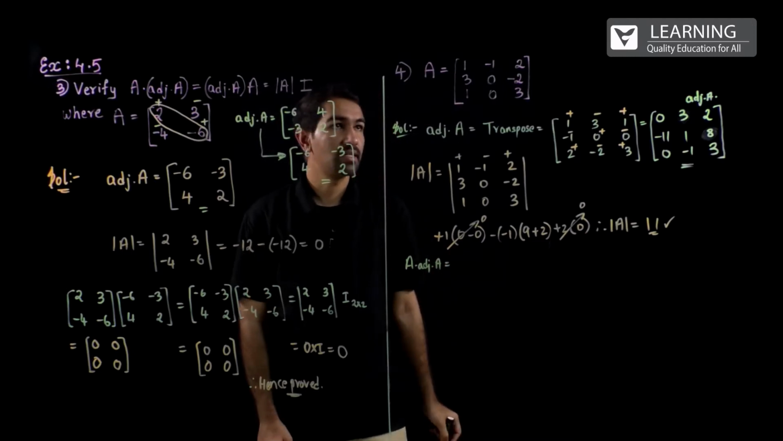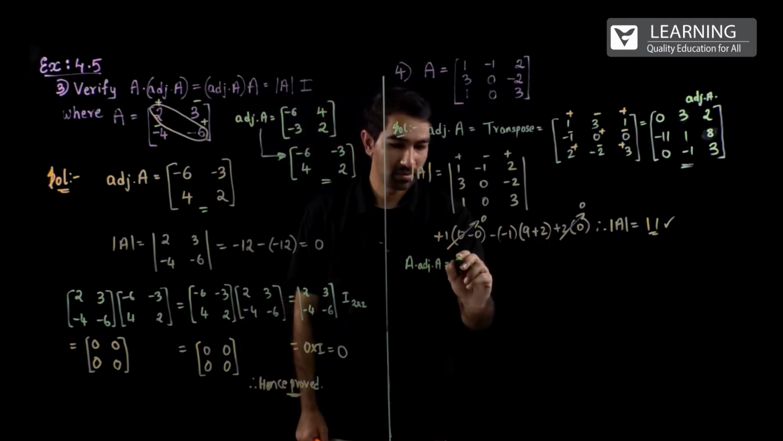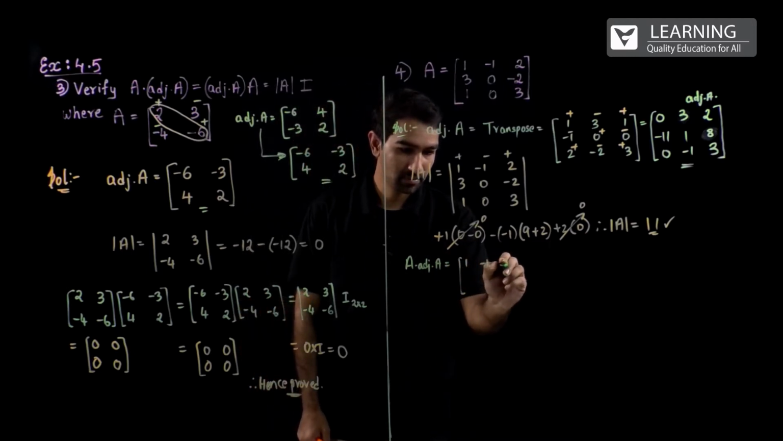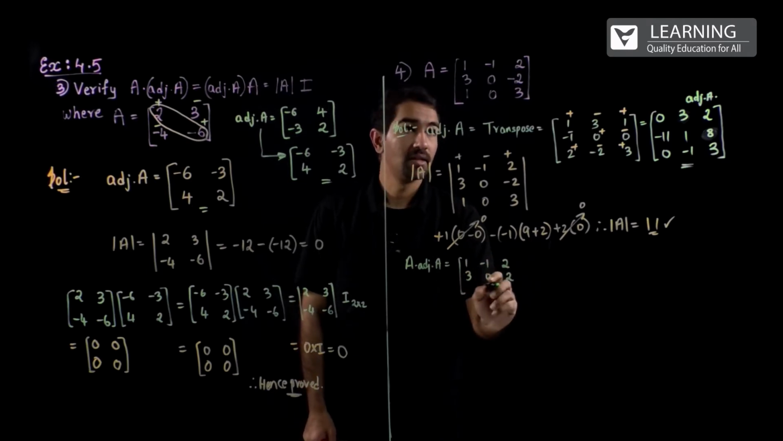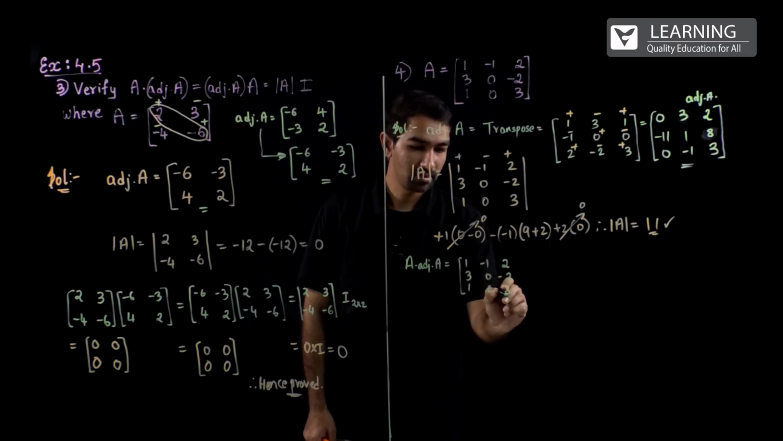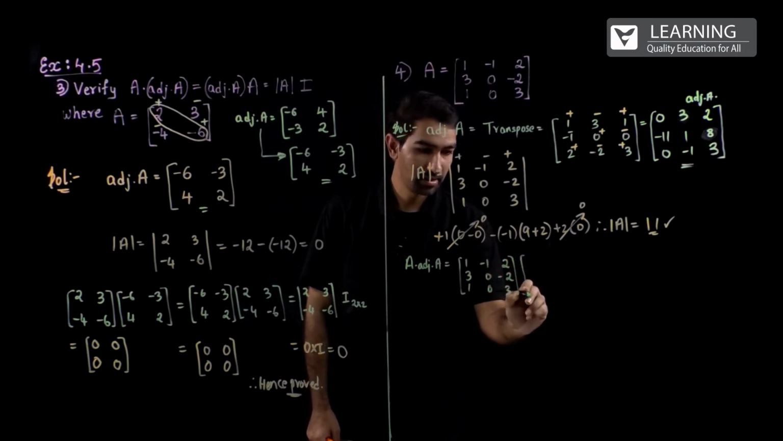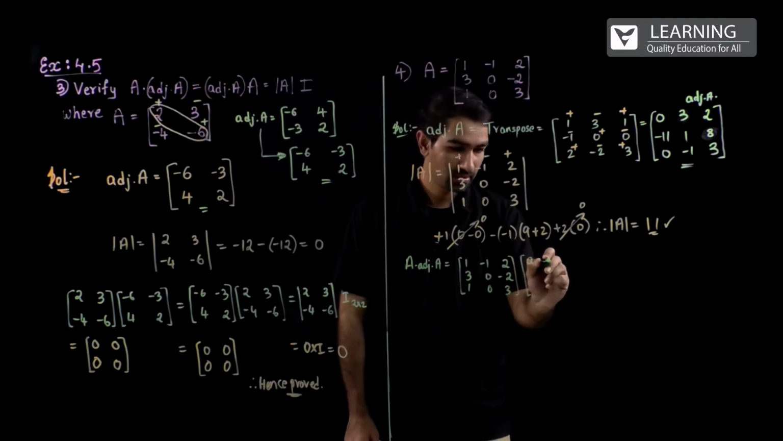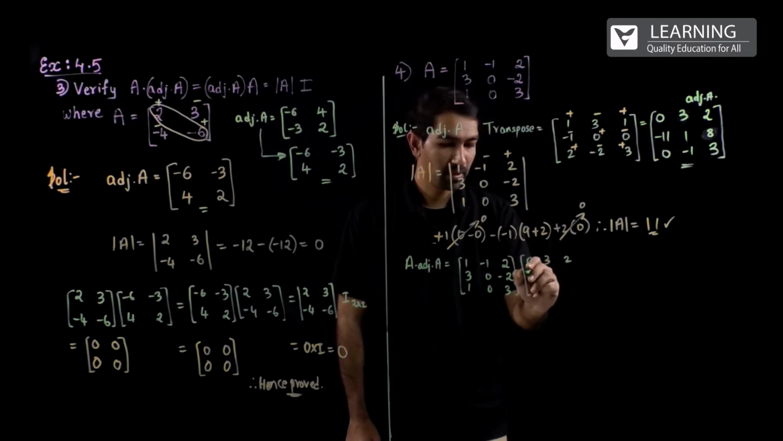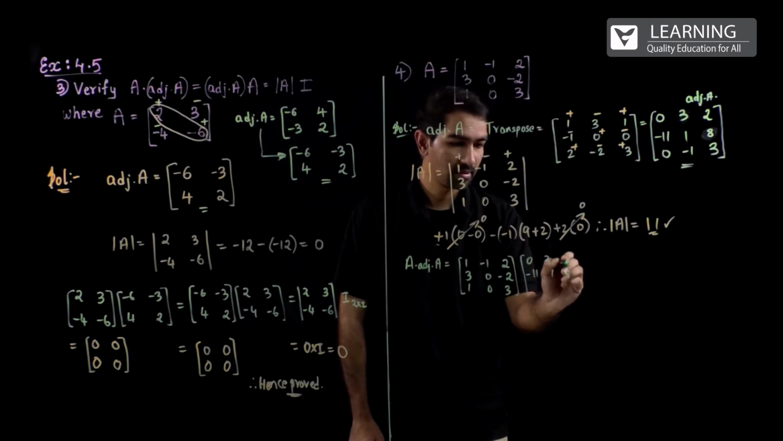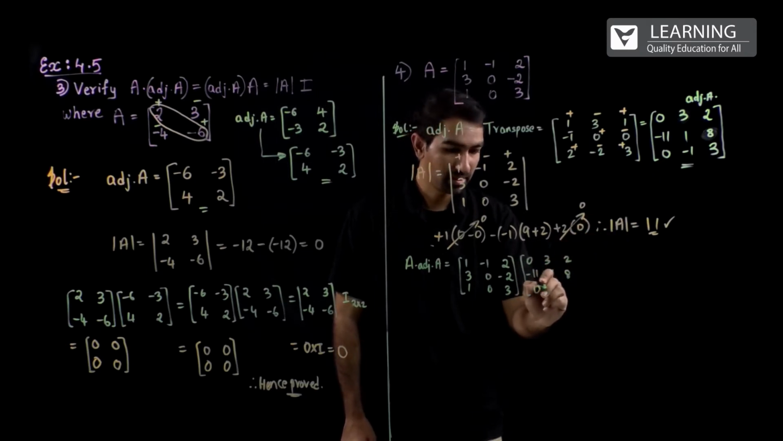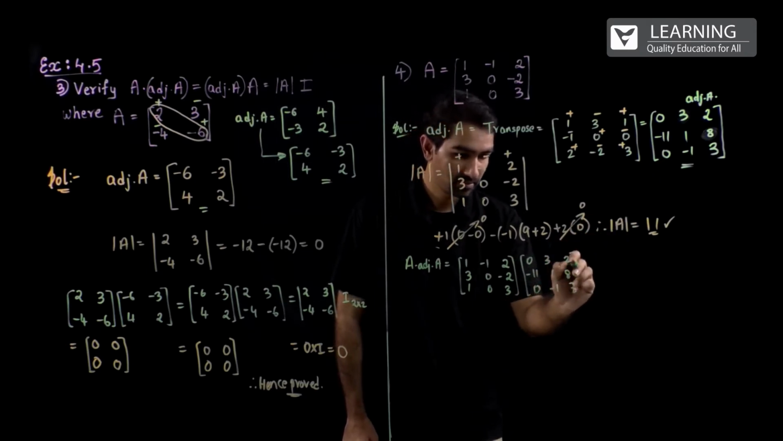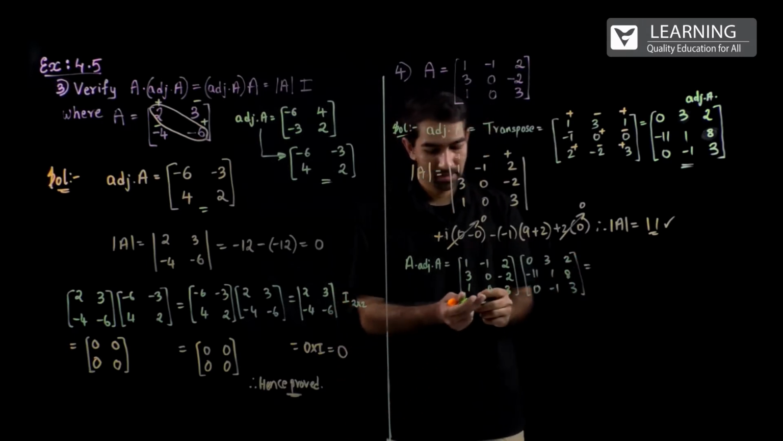So this is written as 1 minus 1 2, 3 0 minus 2, 1 0 3, into adjoint of A. Adjoint of A is here 0 3 2, minus 11 1 8, and 0 minus 1 3. Matrix multiply this. So what will you be getting?